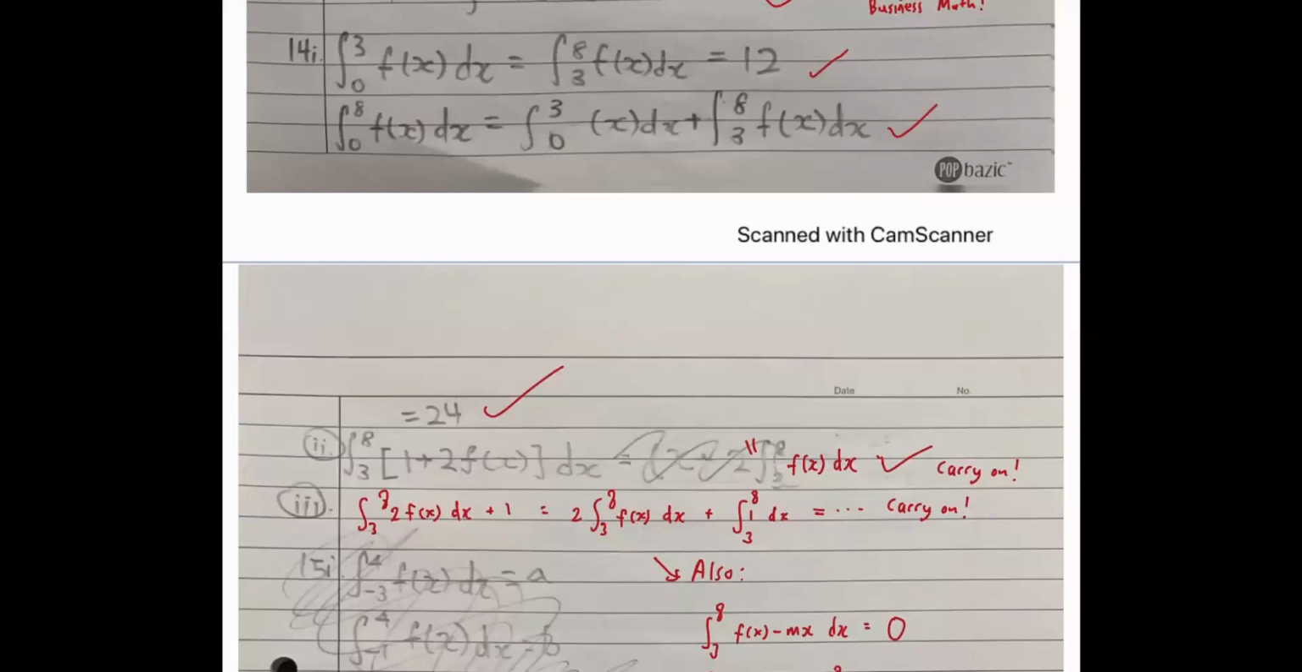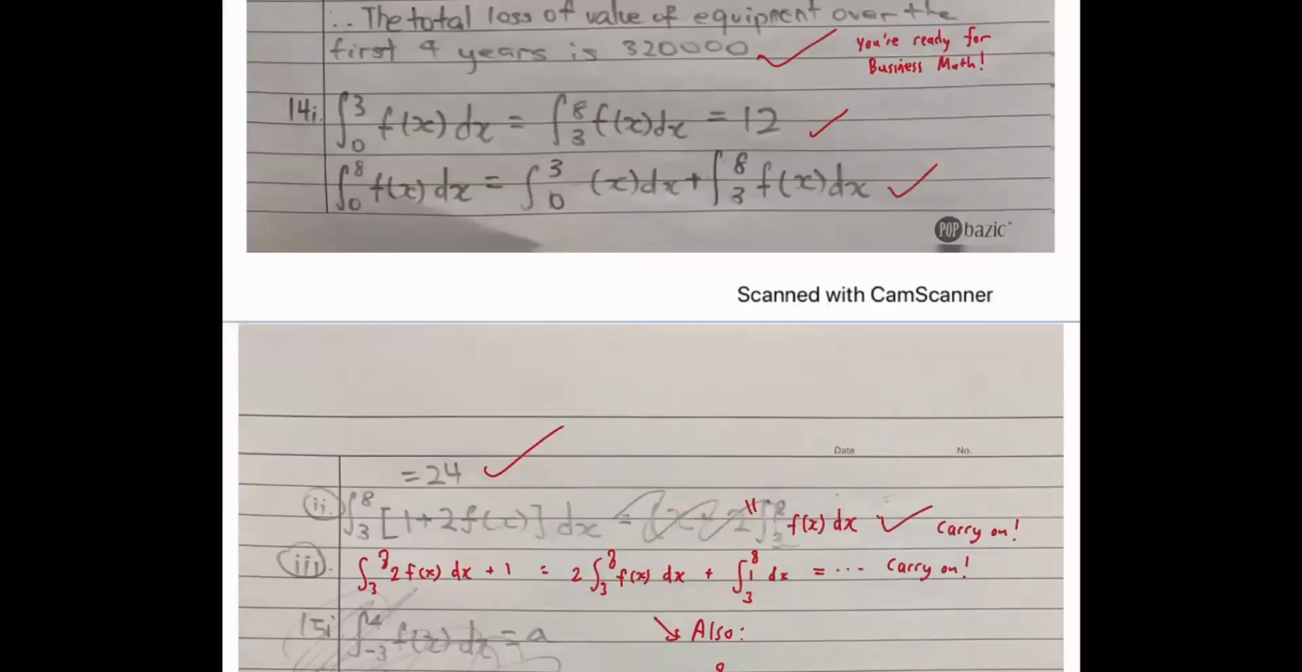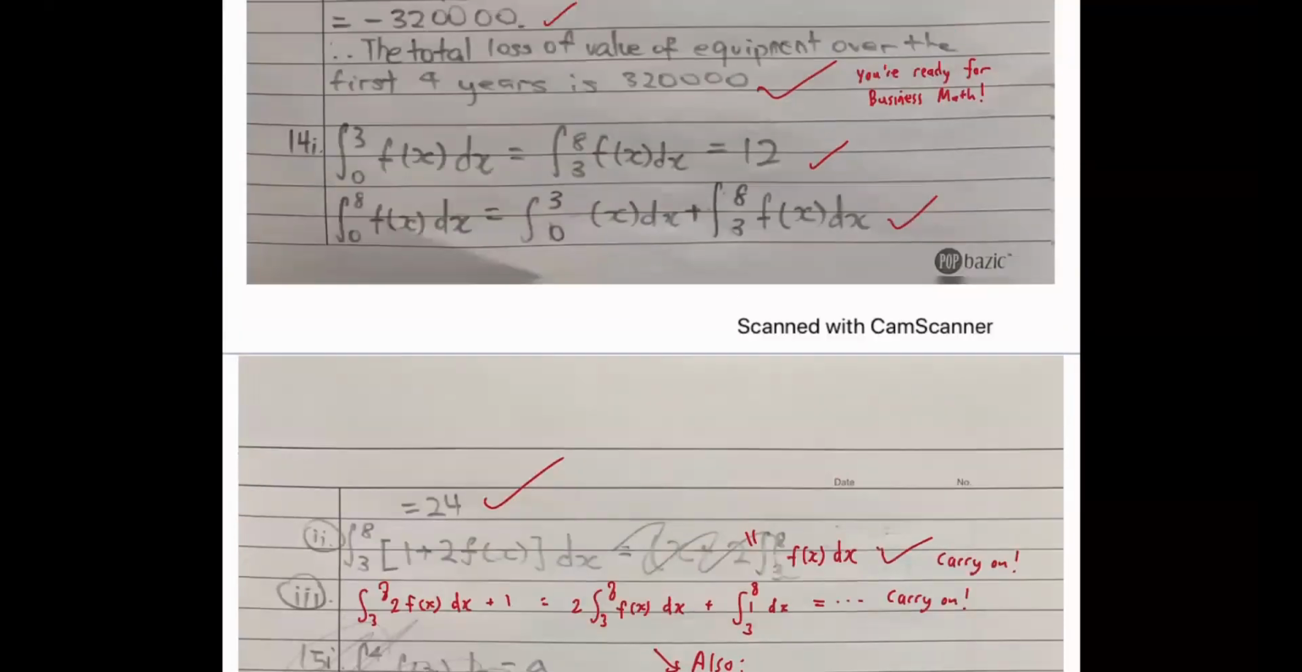Question 14. Question 14 gave you a few things. Integral from 0 to 3 of f(x) dx equals integral from 3 to 8 of f(x) dx equals 12. What is special here is that f(x) is not given. f(x) is given as a generic function, so you don't actually know what exactly f(x) is. Is it sine of x? Is it cosine of x? e to the power x or x squared plus 3? No specific details, just a generic function. This is when you need to know the properties of the limits.